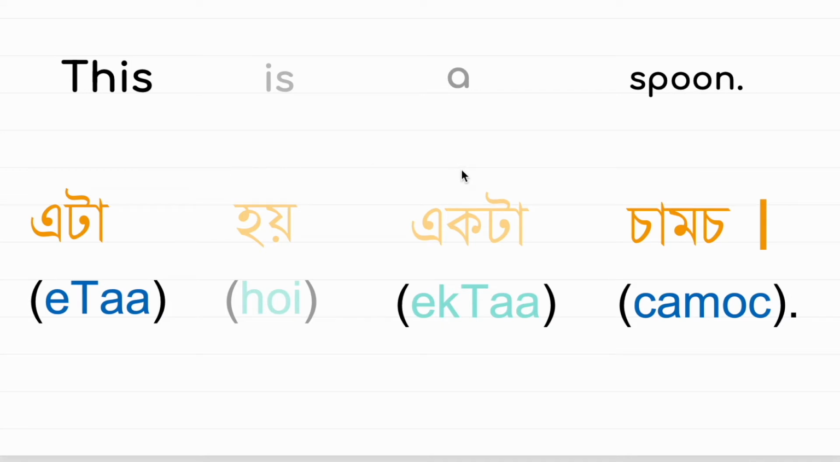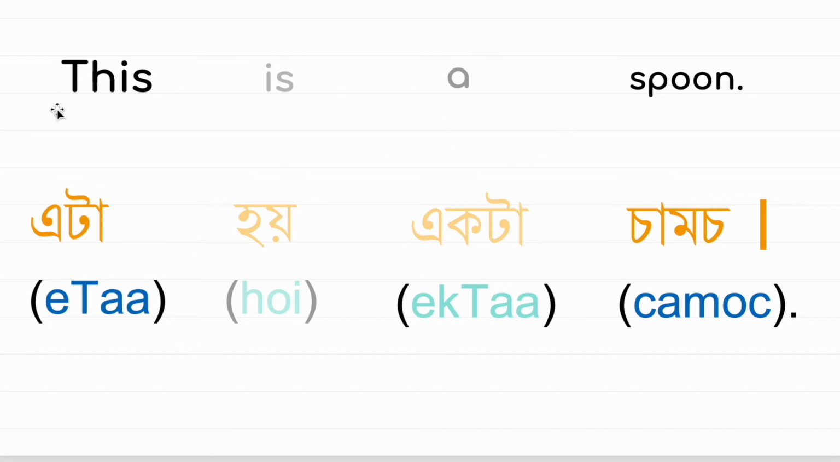One important point to remember: this is a spoon. This sentence in Bangla will be eta ekta chamoch. You see, the words is and a are a little pale because we do not use is or a in Bangla when we use these types of sentences. So whenever you are saying something like this is a table, this is a chair, this is a spoon, you will have to say eta table, eta chamoch, eta chair. So that means this is and a in Bangla will be omitted.